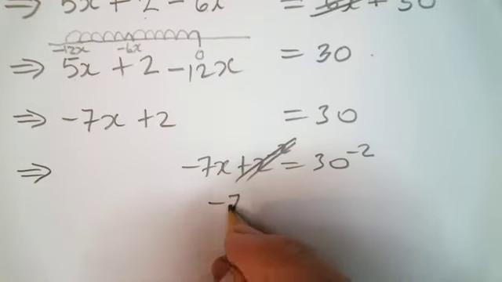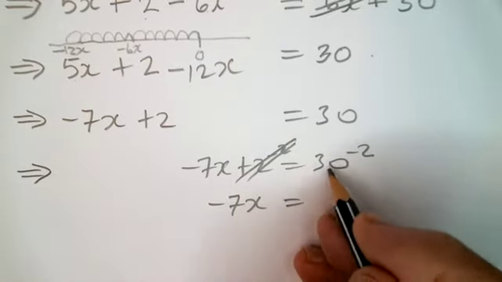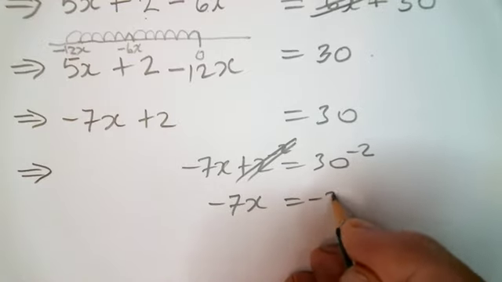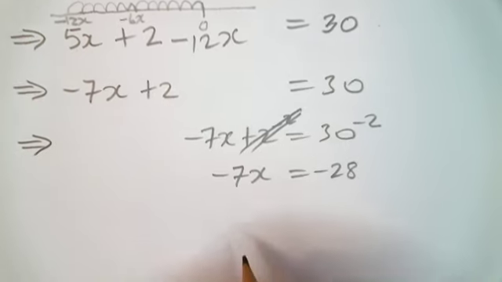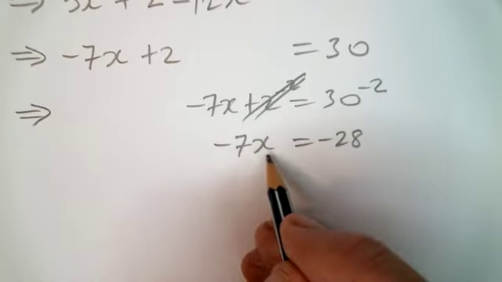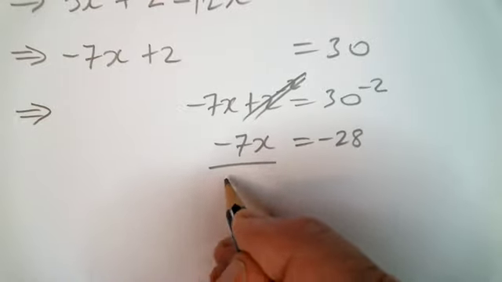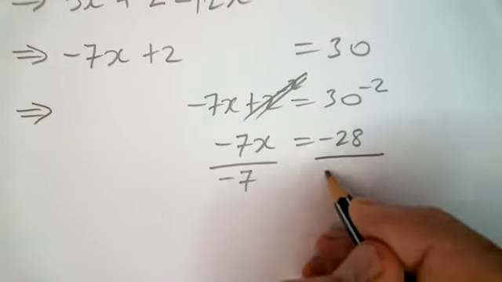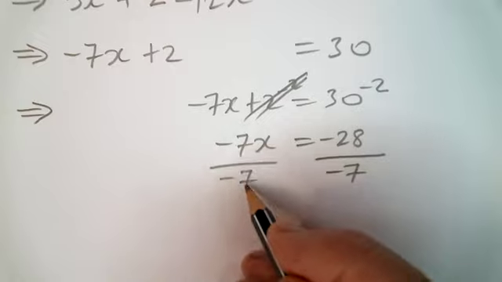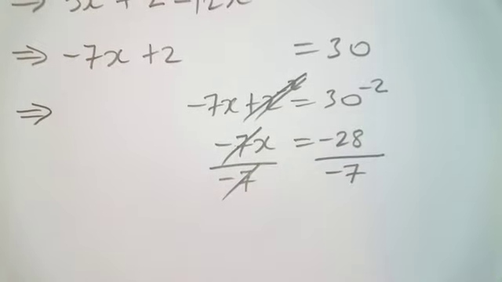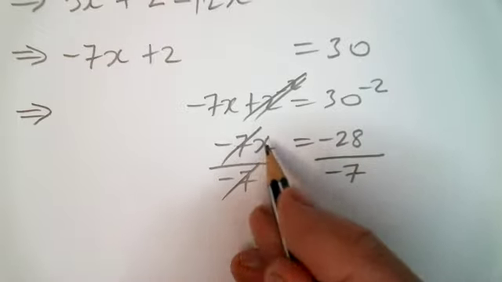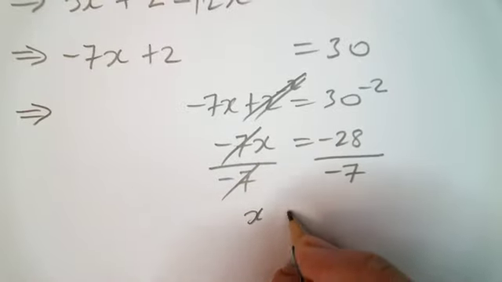So that means minus 7x is equal to, well, 30 minus 2 is 28, or negative 28. Now, this is where we suddenly come into positives again. If I was to divide everything by negative 7, divide this by negative 7, divide this by negative 7, well, negative 7 divided by negative 7, anything divided by itself is 1. 1 times x leaves me with an x.